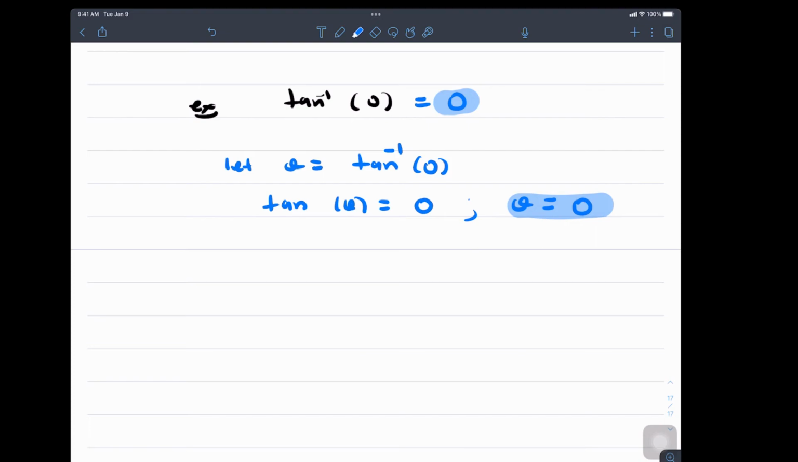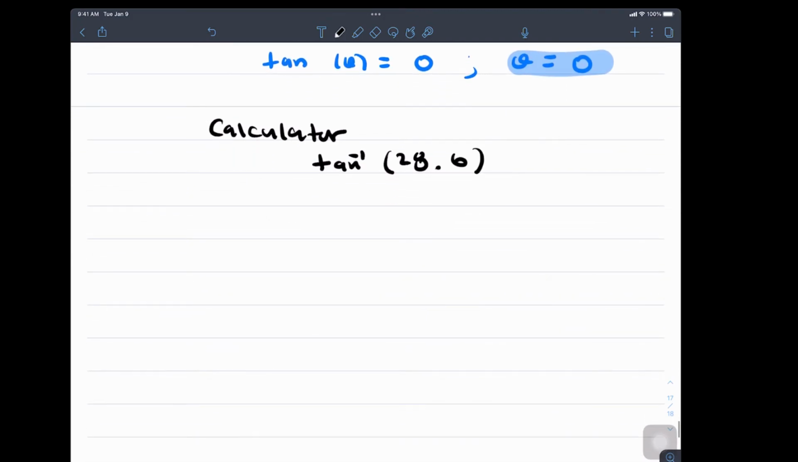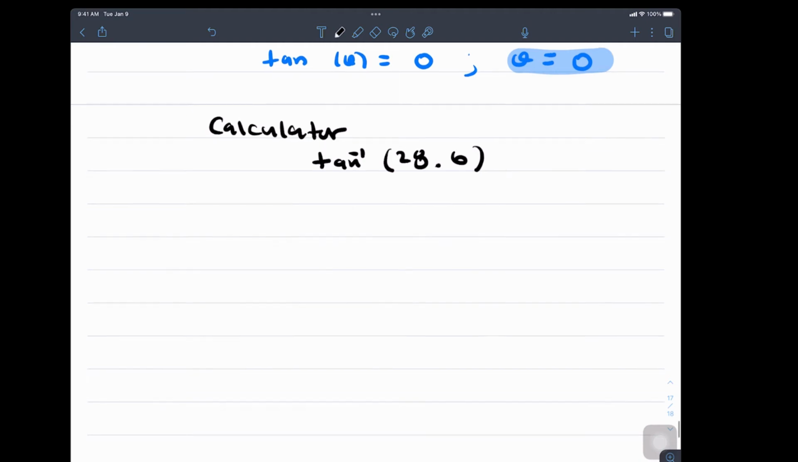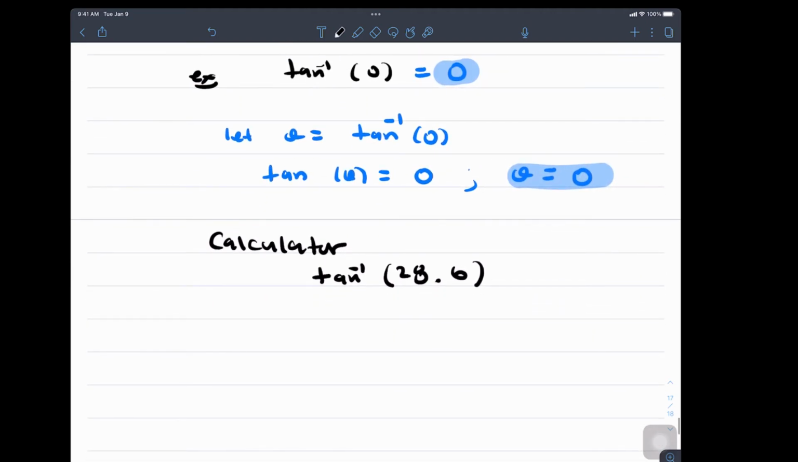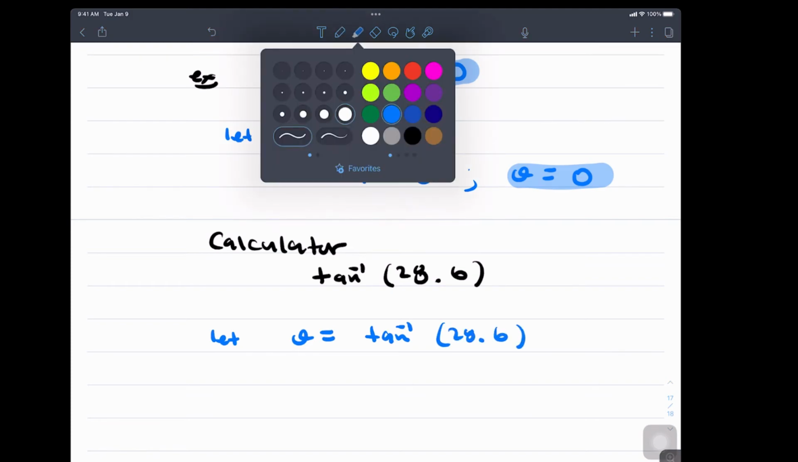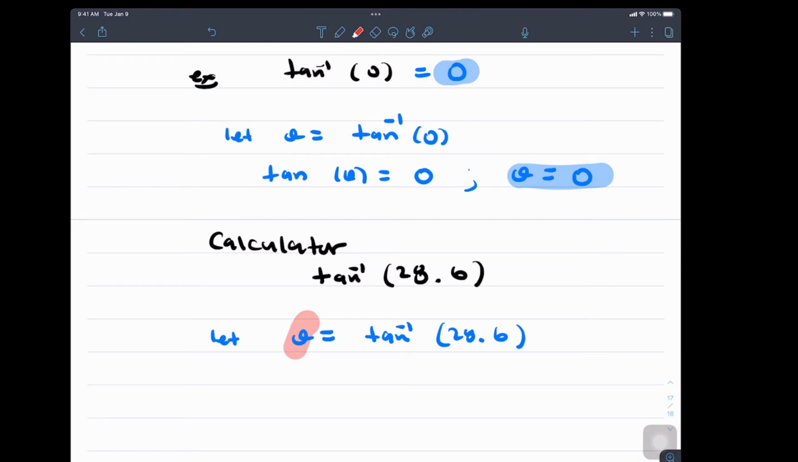All right, ladies and gentlemen, and then they give you guys this calculator question, right? See if you can use the calculator. Inverse tangent of 28.6. Okay? Calculator question. Look at the process, how it's the same. Theta is what? Inverse tangent of 28.6, right? Theta, this is an angle, so we know.